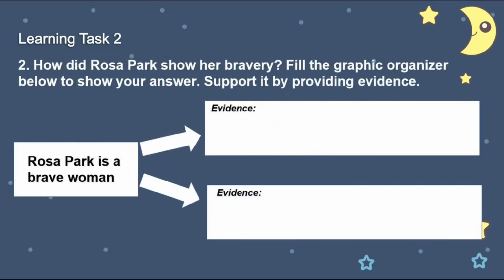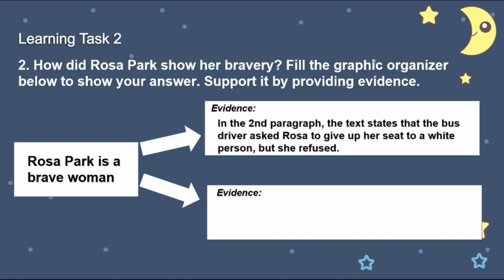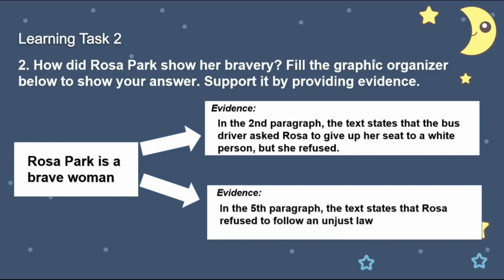Learning Task 2. How did Rosa Parks show her bravery? Fill the graphic organizer below to show your answer. Support it by providing evidence. So, Rosa Parks is a brave woman. First evidence would be in the second paragraph. The text states that the bus driver asked Rosa to give up her seat to a white person, but she refused. Second, in the fifth paragraph, the text states that Rosa refused to follow an unjust law.